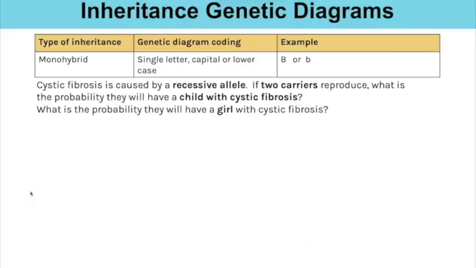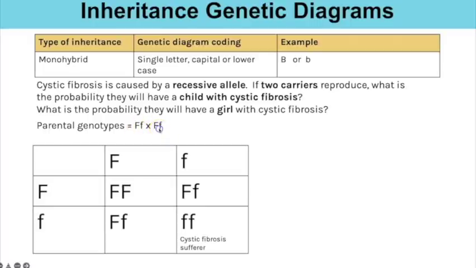So we're starting off with a simple monohybrid example where we're looking at the inheritance of cystic fibrosis, which is caused by a recessive allele. And we're told in this question that we have 2 parents that are heterozygous, so we can see that represented here. And we're being asked what is the probability they will have a girl with cystic fibrosis. Now don't be thrown, this is not a sex-linked gene, but they still want you to work out the probability of, first of all, whether the child will have cystic fibrosis.